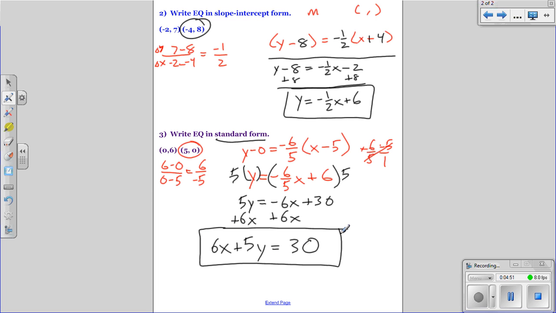But notice in both these examples, we start in point slope form. We have to find the slope and then use one of the points. I could have very easily done this using that other point as well. So that's the difference here.